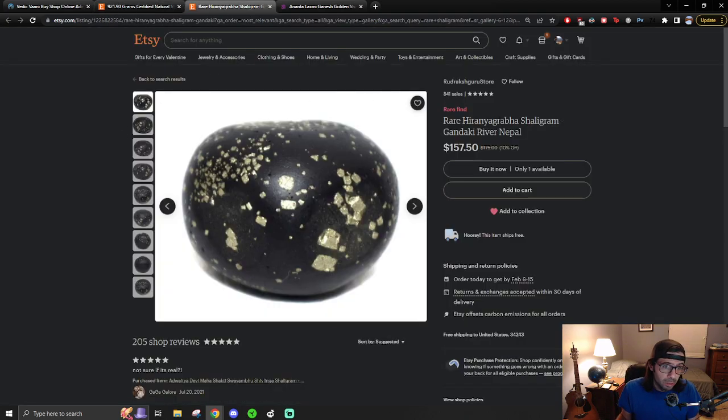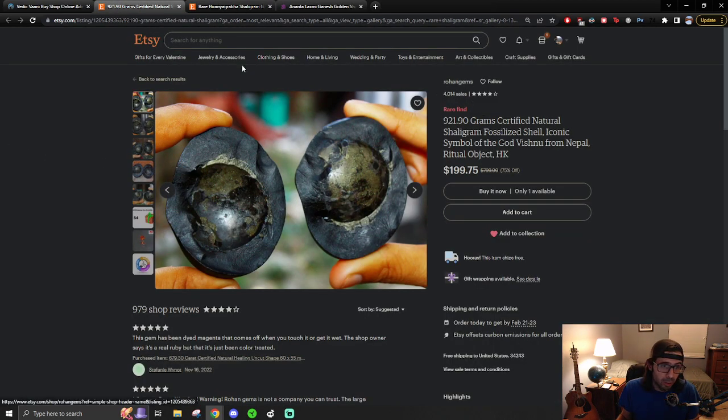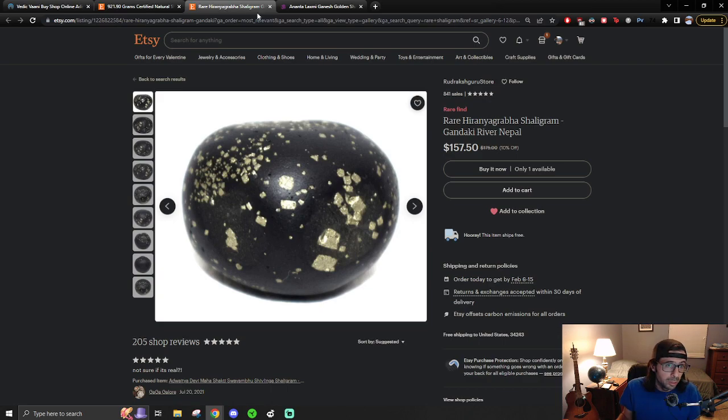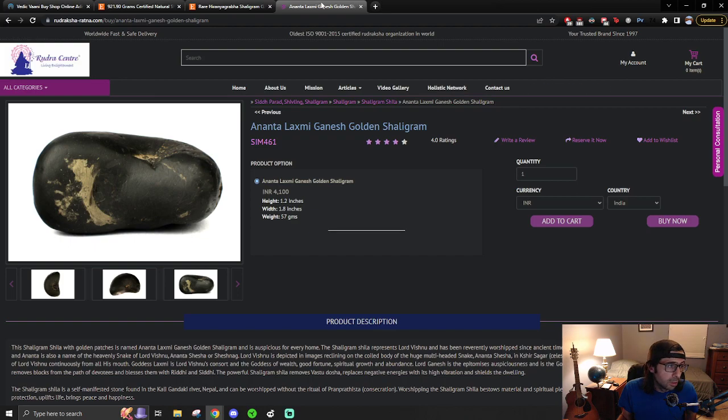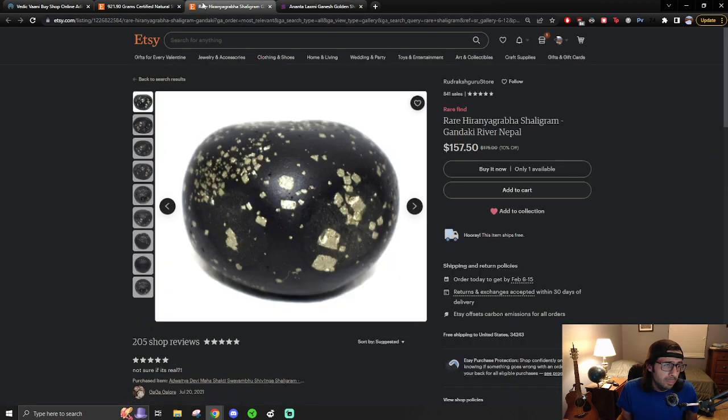Okay, then this one. This is from this shop, Rohan Gems, Rudraksh Guru store, which is where I get most of the shallogram images. This is their Etsy store, I believe. And then I was looking around for other ones. I didn't find many other places.